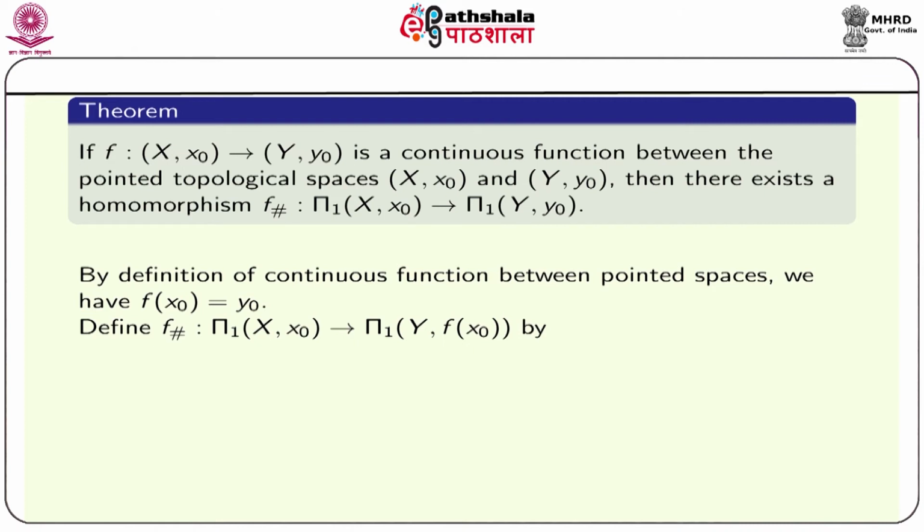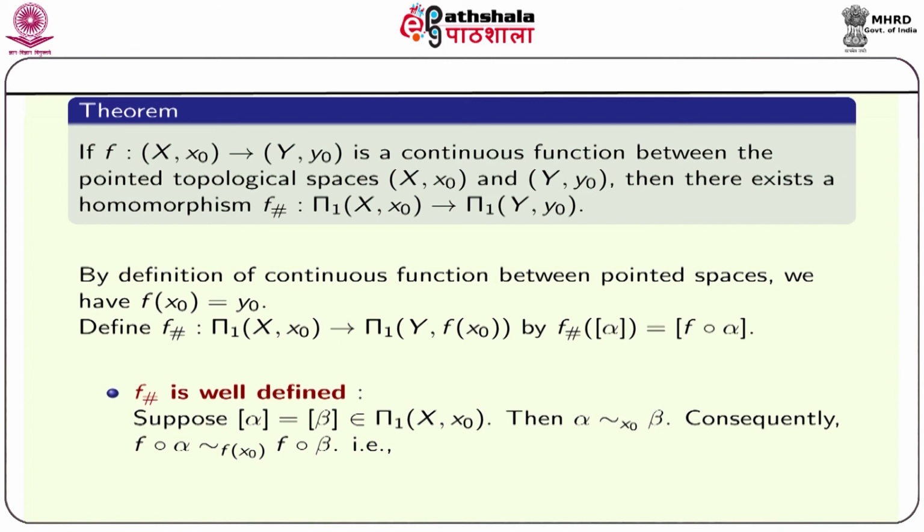Now, if we just look at what is f composed alpha, then alpha is actually a loop based at x 0 and f is a function which takes x 0 to f x 0 or rather y 0. So, when we take the composition f composed alpha, it is actually a loop based at f x 0, and therefore, f composed alpha class is a particular element of pi 1 y f x 0. We claim that this f sharp is well defined. So, suppose I take class alpha equal to class beta, then alpha is path homotopic to beta.